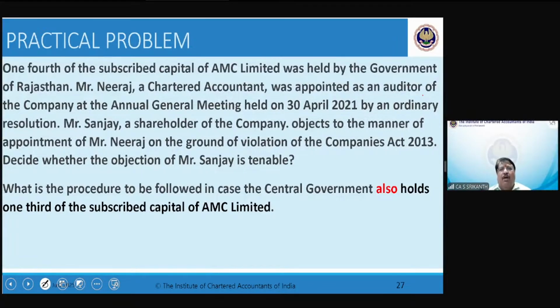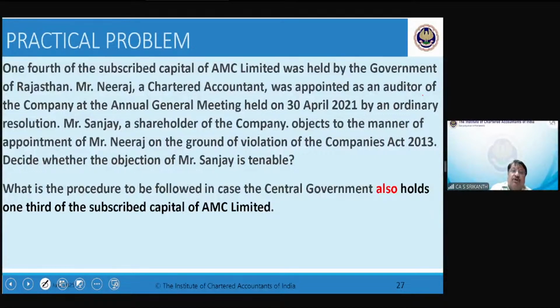One-fourth of the subscribed capital of AMC Limited was held by the Government of Rajasthan. One-fourth means 25%. Mr. Neeraj, a chartered accountant, was appointed as auditor of the company at the AGM held on 30th April 2021, by an ordinary resolution. Mr. Sanjay, a shareholder of the company, objects to the manner of appointment of Mr. Neeraj on the ground of violation of the Companies Act 2013. Decide whether the objection of Sanjay is tenable.